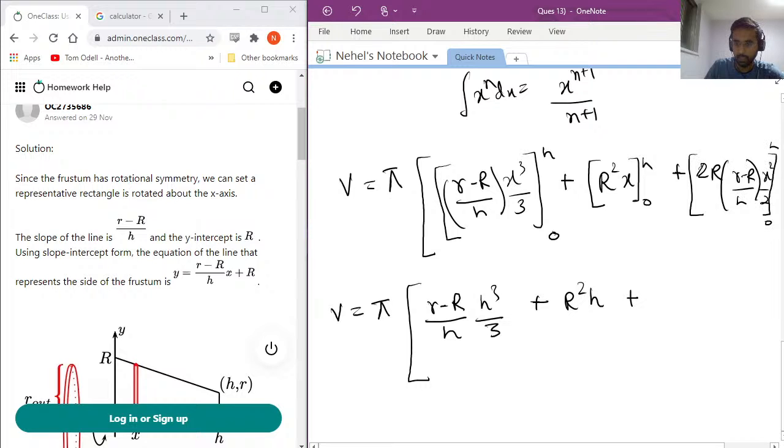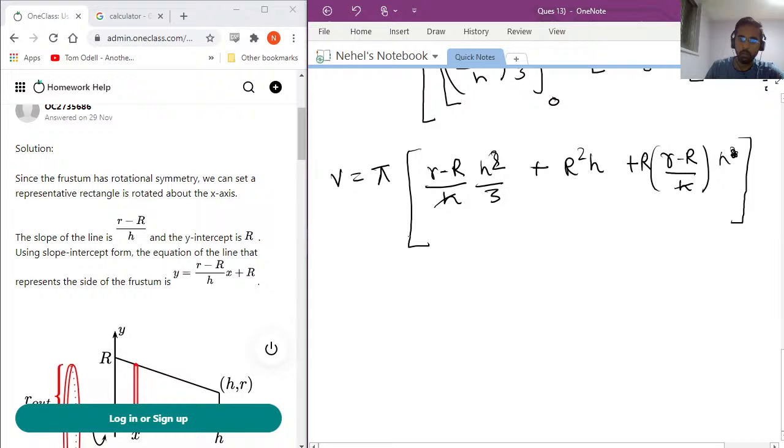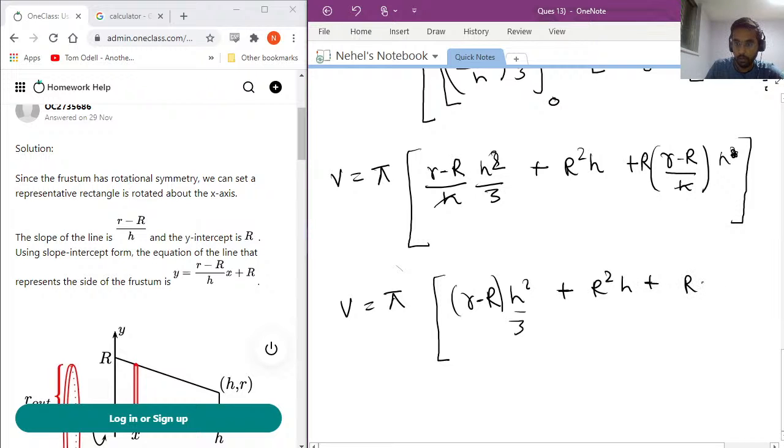plus these two get cancelled. You get r minus r over h. There's another r here, h squared. So after simplifying, this h gets cancelled, this becomes square, and then this h gets cancelled, this becomes 1. So the final formula for volume becomes pi r minus r h square over 3 plus r square h plus r h minus r square h.